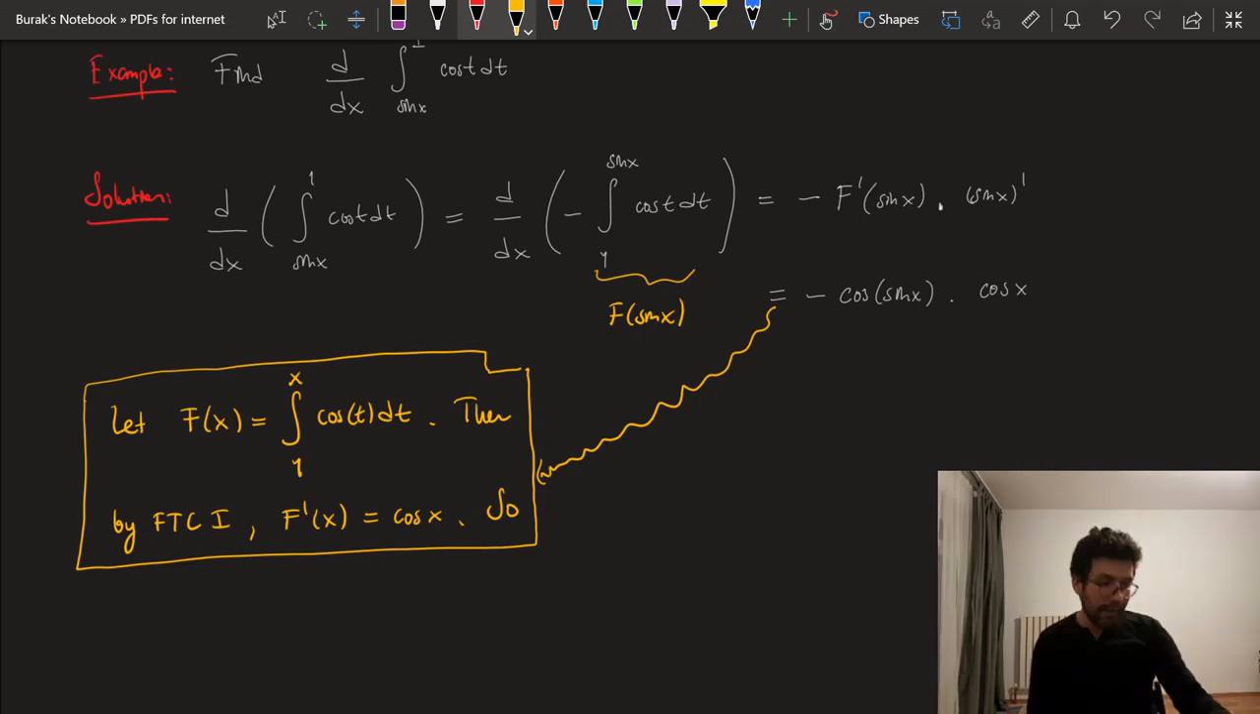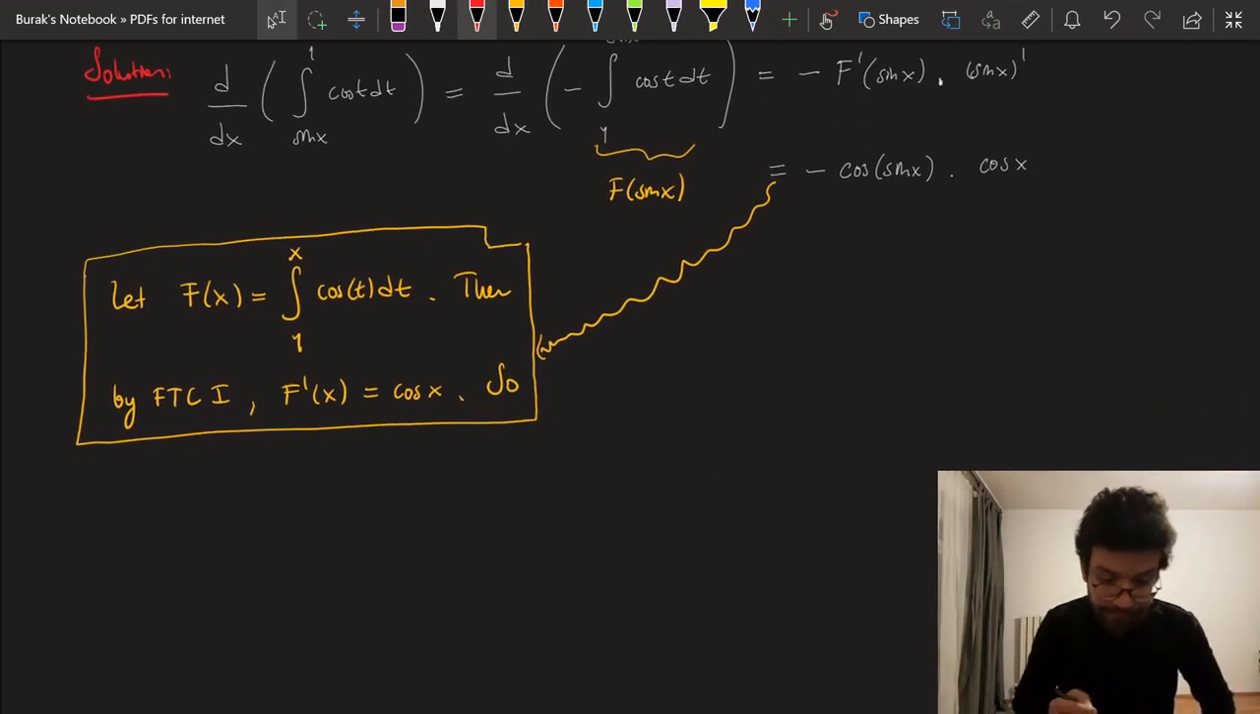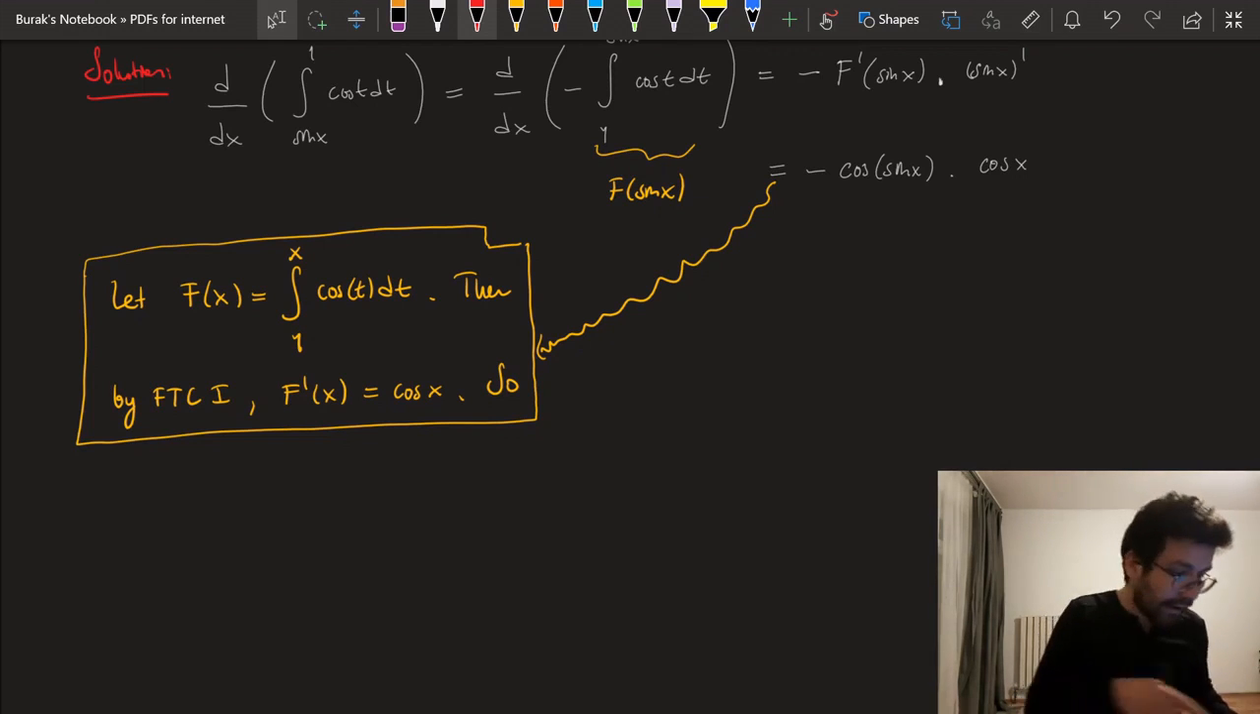Now, if you just watch random YouTube videos, they're going to teach you this as follows. When you see something like this, here is the algorithm: you just plug in this upper bound instead of t here, and then multiply the result with the derivative of this upper bound, and that would be it. Well, it is the case here, as you can see. But this is the proper way of doing that. What I showed you here is the reason that algorithm works. Okay, so that's that.